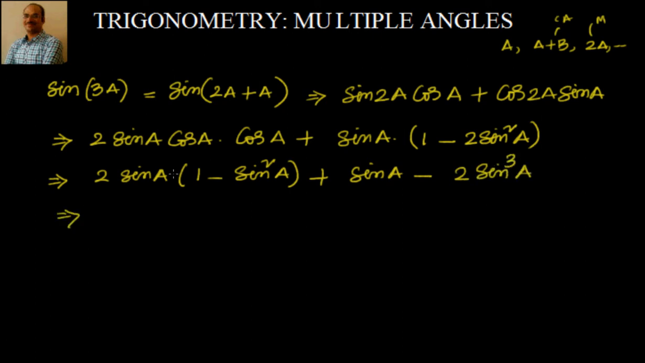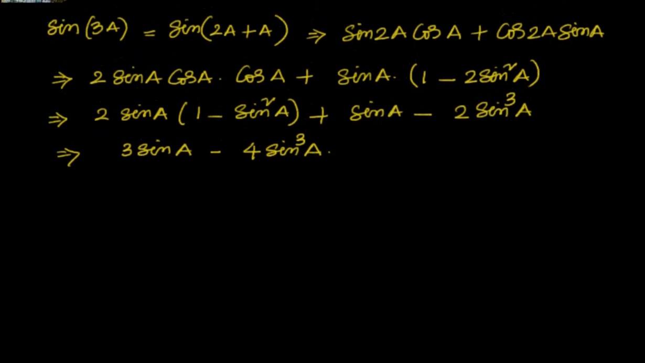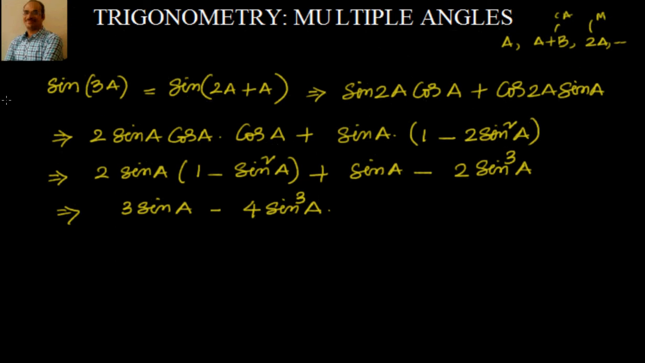Now if you take 2 sin A into 1, plus sin A, that is nothing but 3 sin A. 2 sin A into sin square A is 2 sin cube A, minus you have another 2 sin cube A. So this becomes 3 sin A minus 4 sin cube A. That's about sin 3A. Now you want cos 3A.